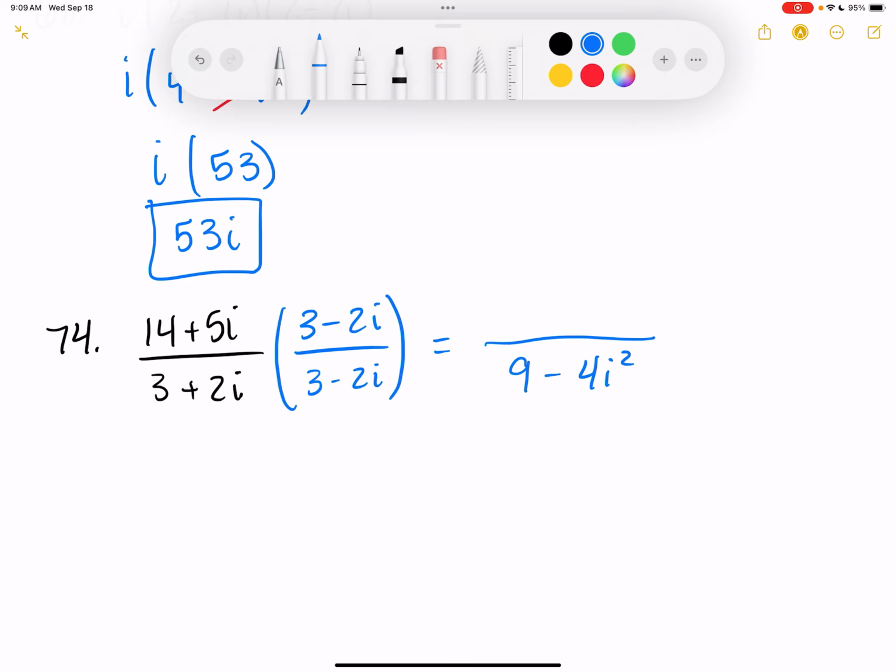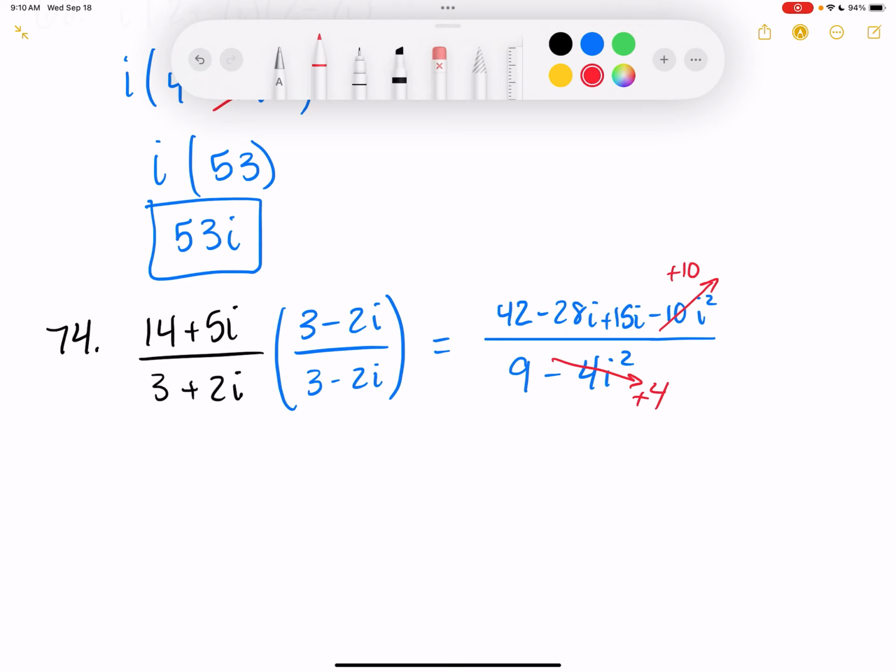On top, I need to FOIL, so 14 times 3 is 42. 14 times negative 2i is negative 28i. 5i times 3 is 15i. 5i times negative 2i is negative 10i squared. So this negative 4i squared on the bottom is going to become a positive 4. On top, this negative 10i squared is going to become a positive 10.